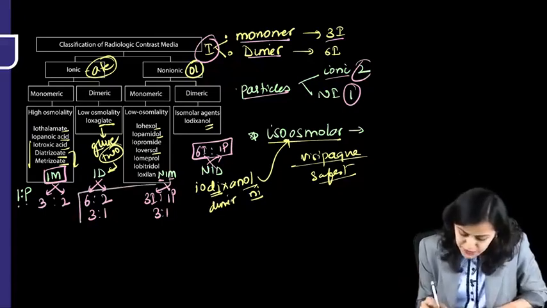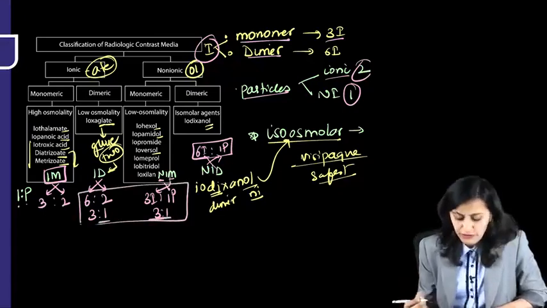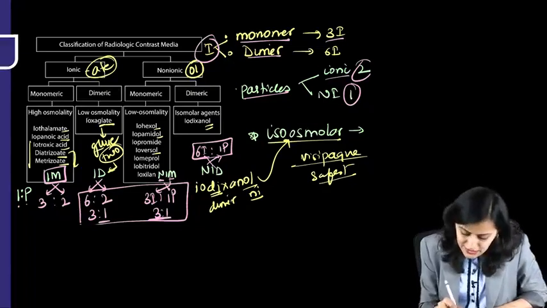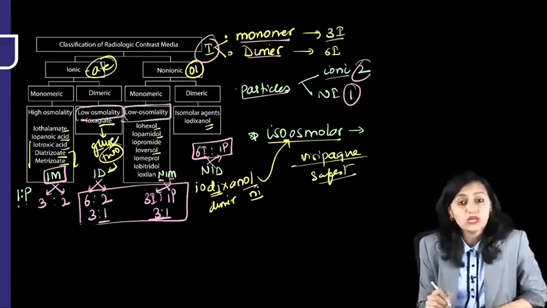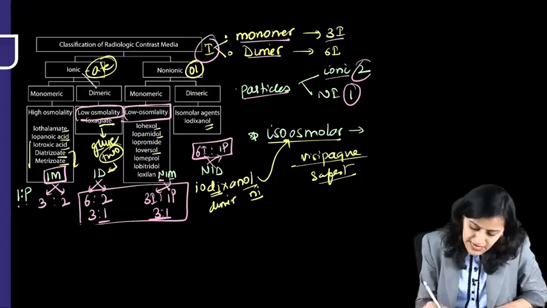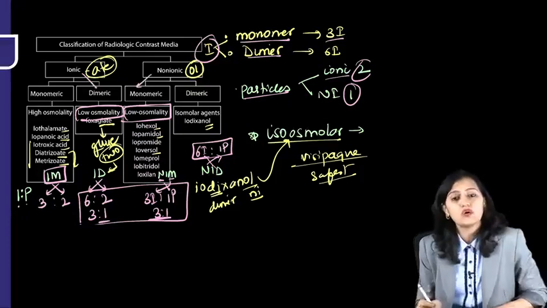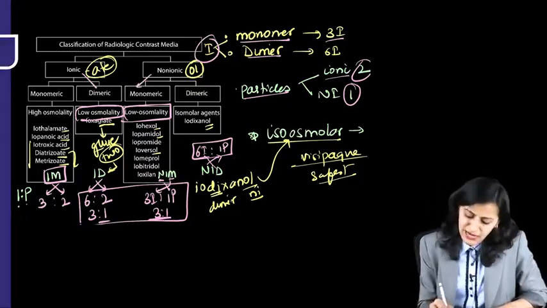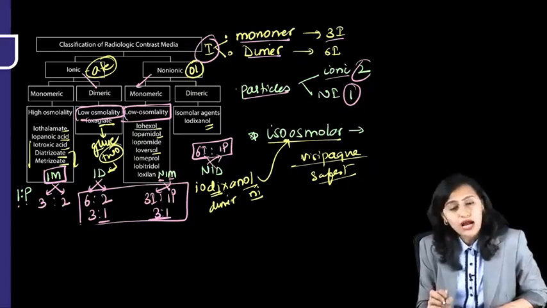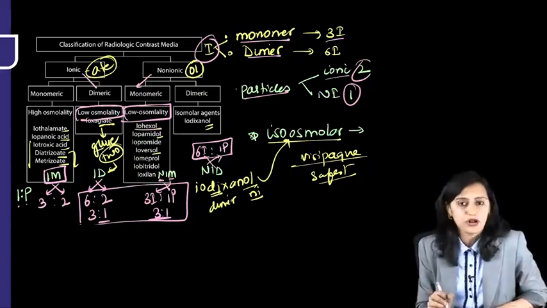Now there are 2 groups which have the iodine particle ratio of 3:1, and these are the ones which are low osmolar. So remember, ionic dimer and non-ionic monomer are low osmolar. Most commonly used in practice is iohexol, which is a non-ionic monomer, a low osmolar contrast.